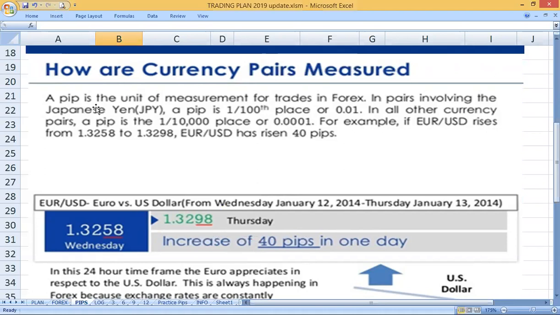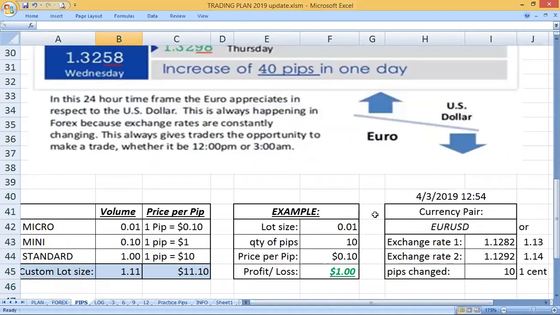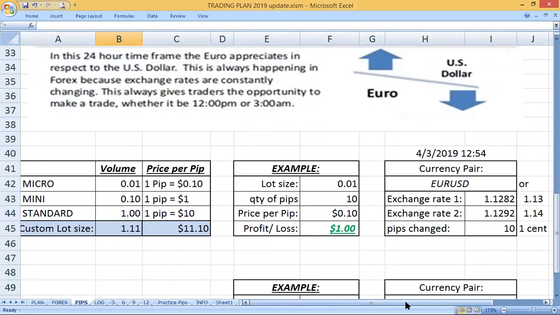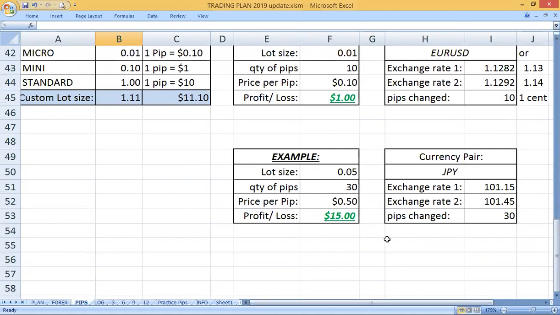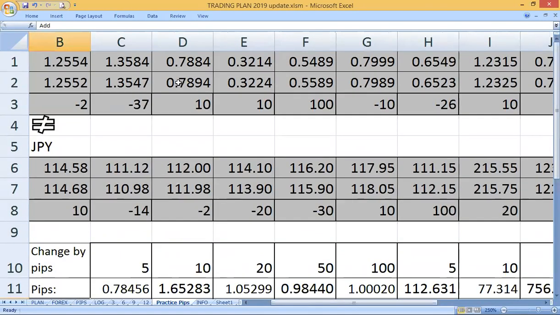Now, the only exclusion is when you're dealing with Japanese currency. It's measured on the 100th place because of the way it is formatted. And so, more or less, it's pretty simple from there. Let me give you a couple practice rounds. If the Japanese pair went from 101.15 to 101.45, it would have changed 30 pips, basic math. Okay. I'll look at a couple more examples before we finish.